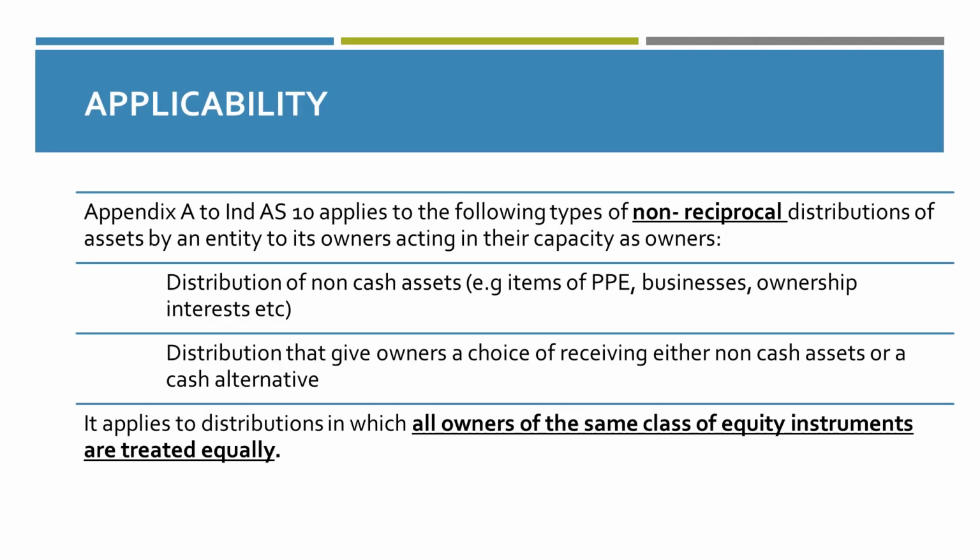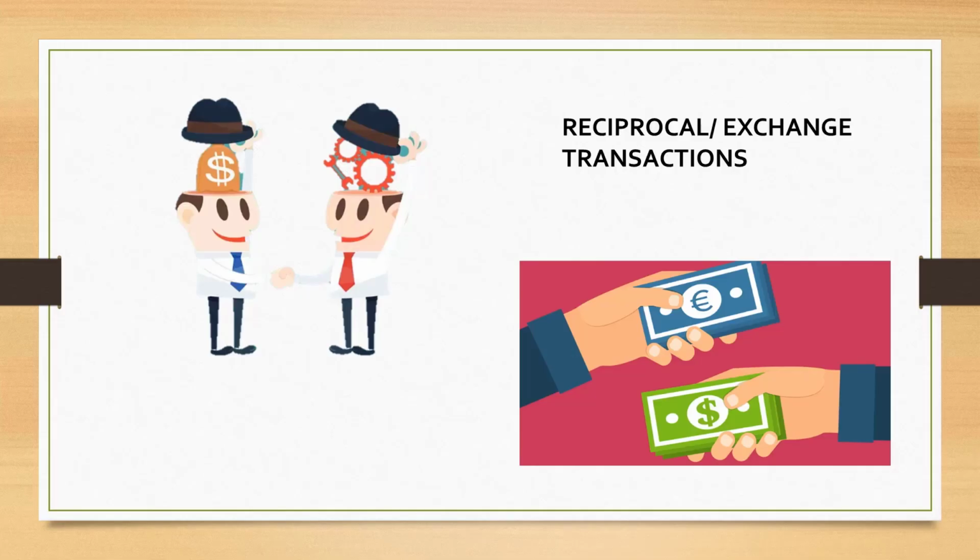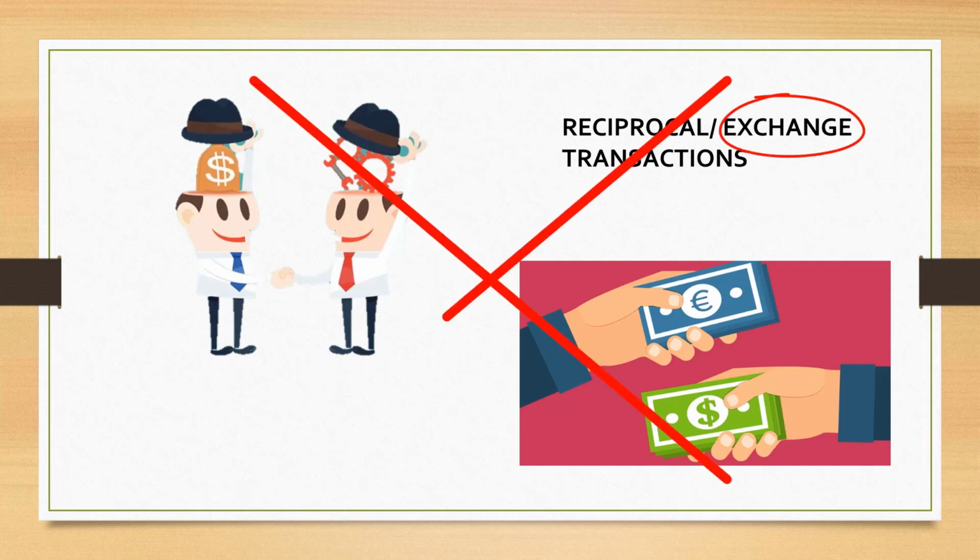So, to whom is this IND AS 10 Appendix A applicable? It applies to the following types of non-reciprocal distribution of assets. Please note this word non-reciprocal distributions. What do you mean by non-reciprocal distributions? It means that this Appendix A is not applicable to exchange transactions. For example, when a company enters into a sale agreement with a shareholder for the sale of an asset, this means that the company is giving the asset for an amount in return. So, if something is given in exchange for the distribution of these assets, then this appendix should not be used.